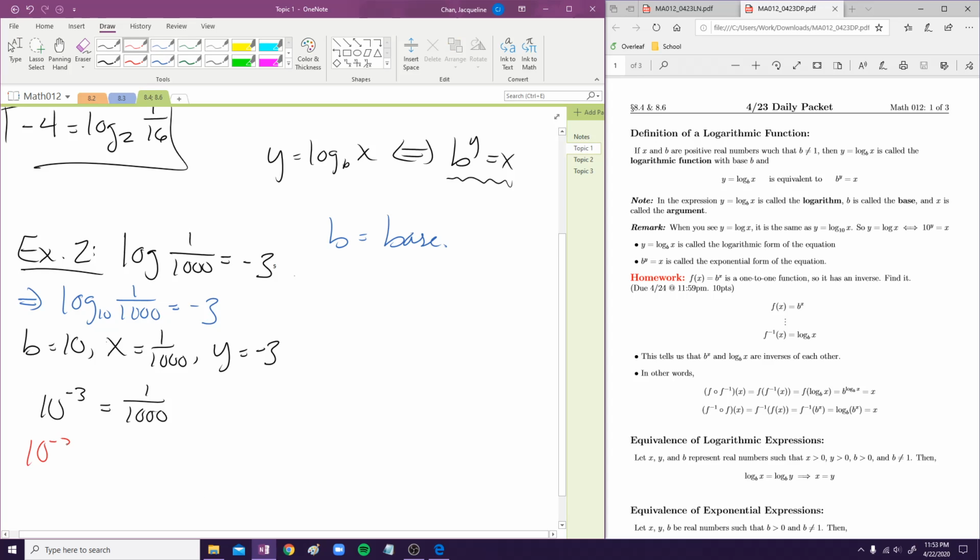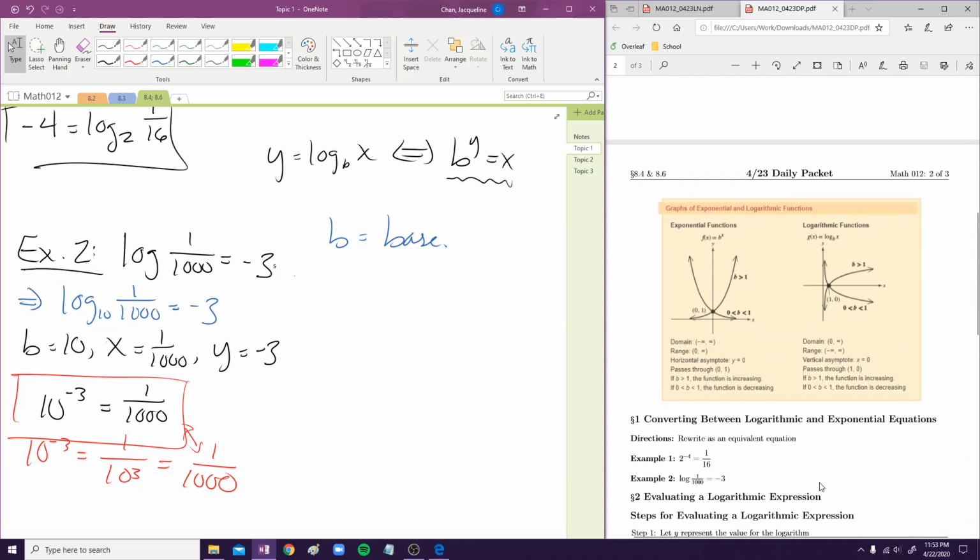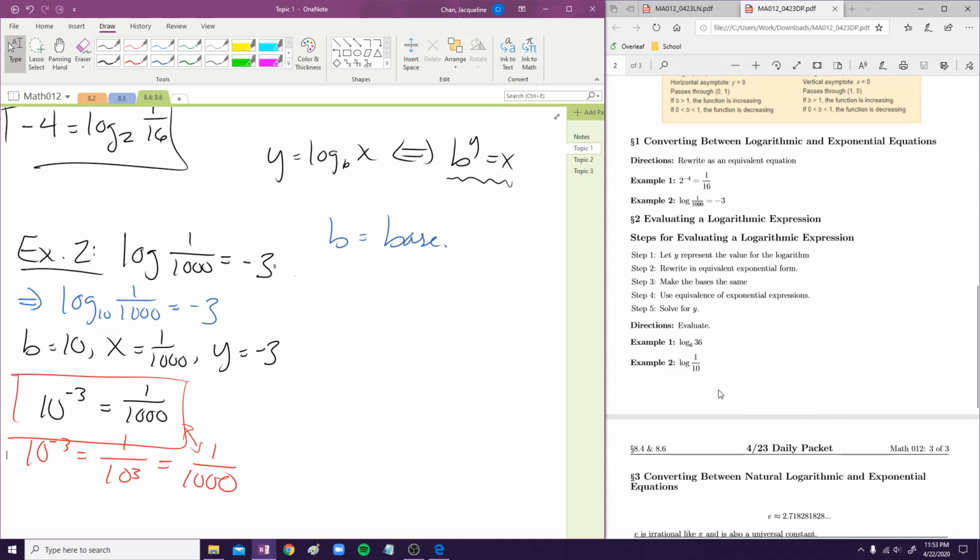So if we have 10 to the negative 3, what is that? Since there's a negative exponent, the 10 goes downstairs. And 10 cubed is 10 times 10 times 10, which is 1,000. As you can see, these are the exact same, so this equation is true. Since this equation is true, we definitely know that this is the correct one. So that's how you convert logarithm and exponential equations. And then the next topic, we'll talk about evaluating logarithmic expressions.